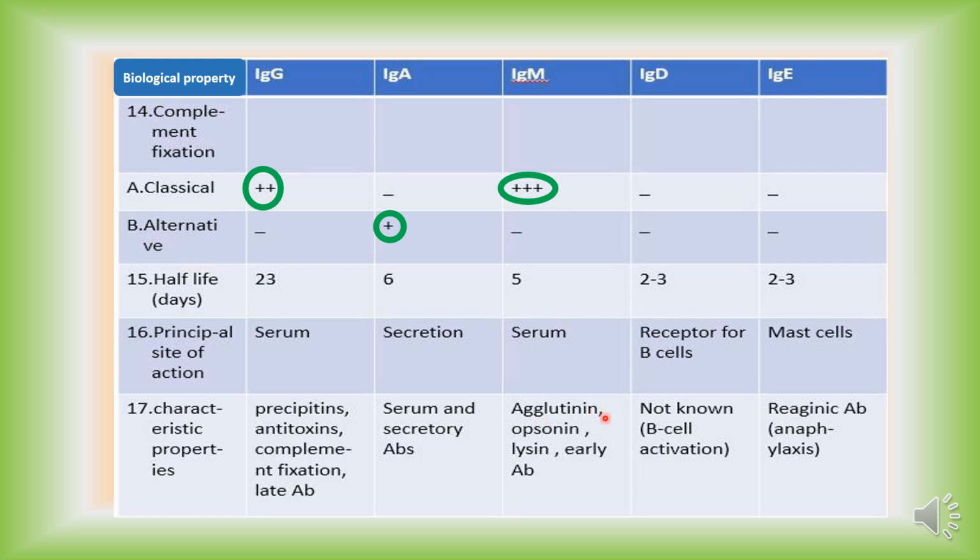Immunoglobulin M is an early antibody. It is the first antibody to appear in the serum, and it gives protection to our body. It exhibits agglutination and opsonization. Immunoglobulin D functions are not very well known. However, they are seen in B cell activation. Immunoglobulin E is seen in anaphylactic reactions.